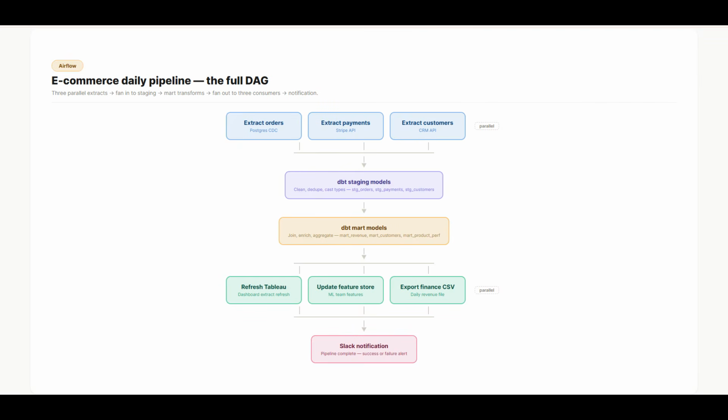One refreshes the Tableau dashboards, one updates the ML feature store, one exports a CSV for the finance team, then a final notification task fires when everything's done. That whole DAG, source to notification, runs every morning at 6 a.m. If any task fails, Airflow retries it. If retries are exhausted, it alerts you and stops downstream tasks from running on incomplete data.